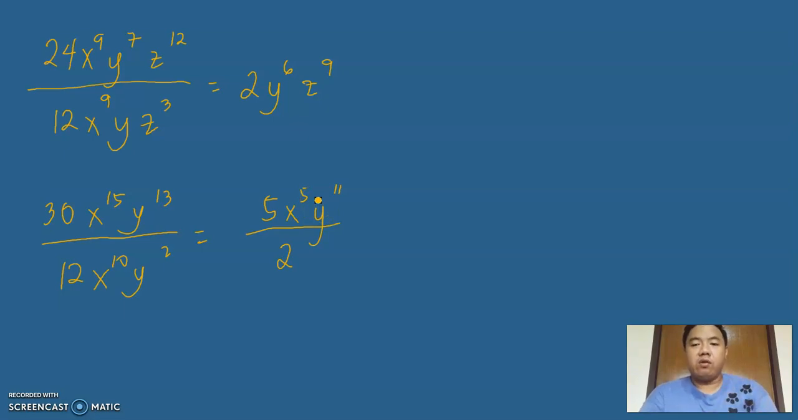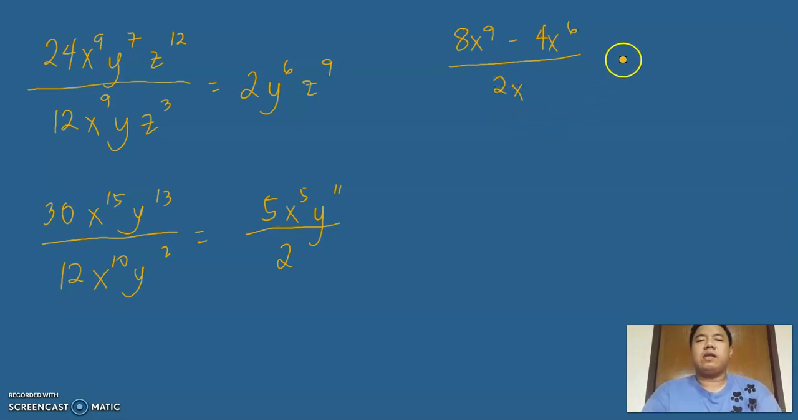What if the numerator consists of more than one term? For example, we have here 8x raised to 9 minus 4x raised to 6. Then both numbers, or these two, will be divided by 2x. So what are we going to do with this one? So actually, this can be separated into 8x raised to 9 divided by 2x minus 4x raised to 6 divided by 2x.